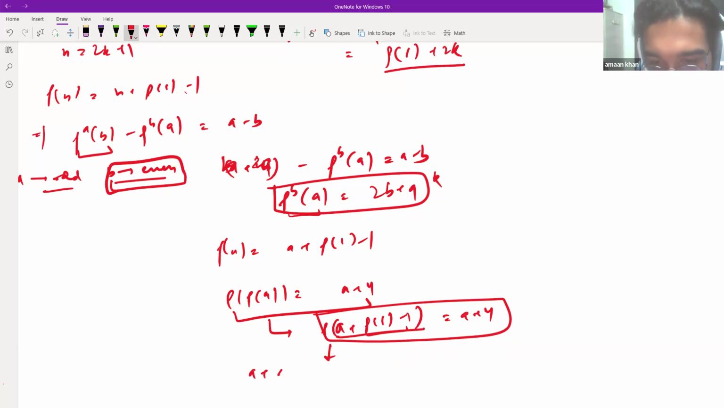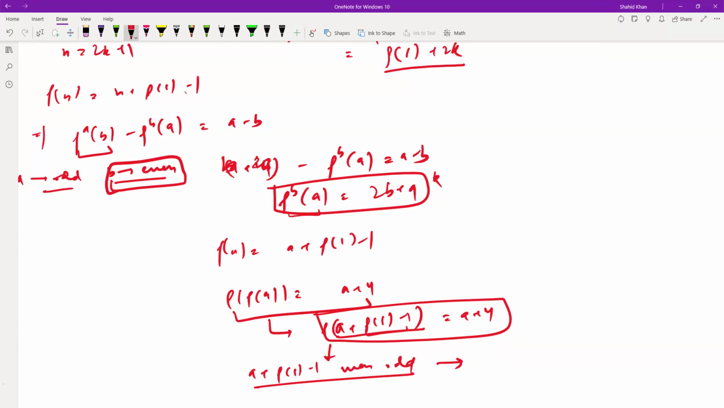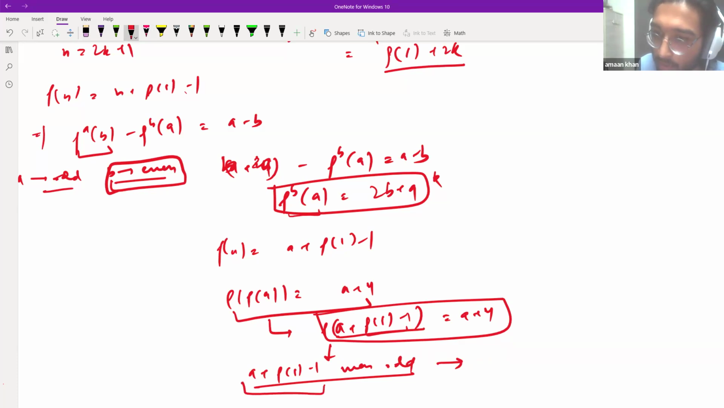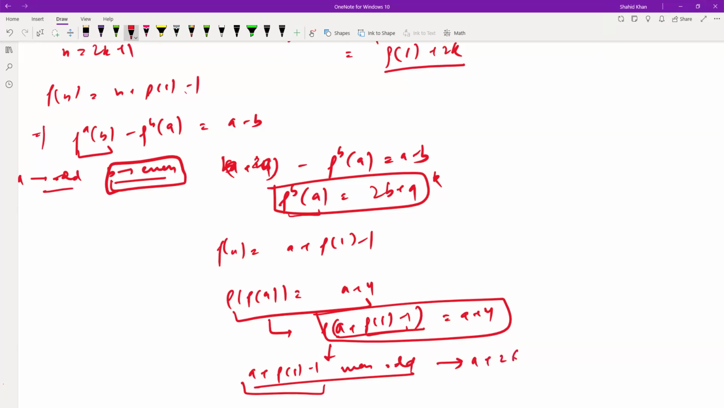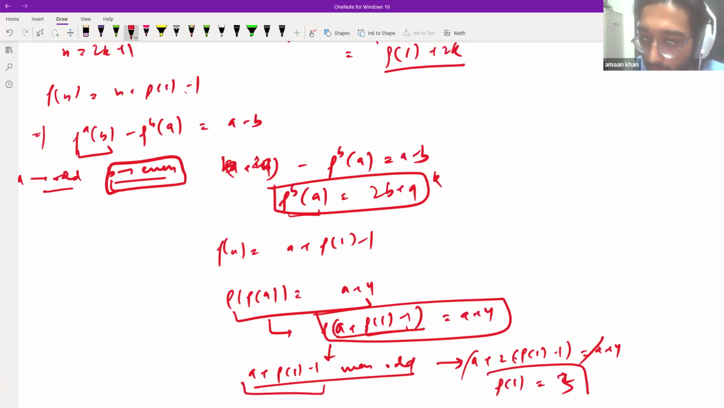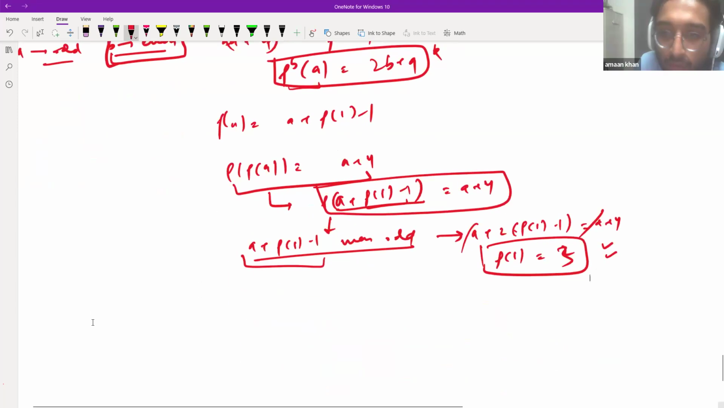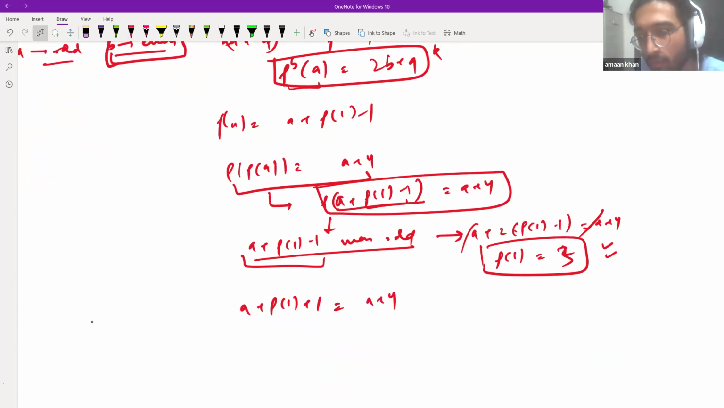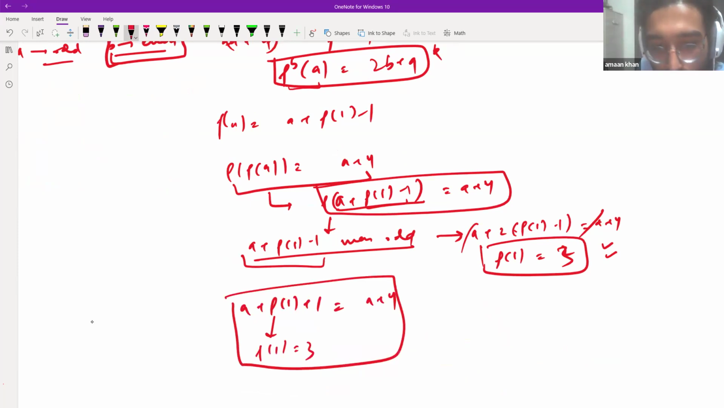Suppose a plus f of 1 minus 1 was odd. Like if this whole thing was odd, then you get a plus 2 times f of 1 minus 1 is a plus 4, which gives you f of 1 is 3. So this case gives you f of 1 is 3, and if you assume the other case, you'll have a plus f of 1 plus 1 is equal to a plus 4, which also gives you f of 1 is 3.